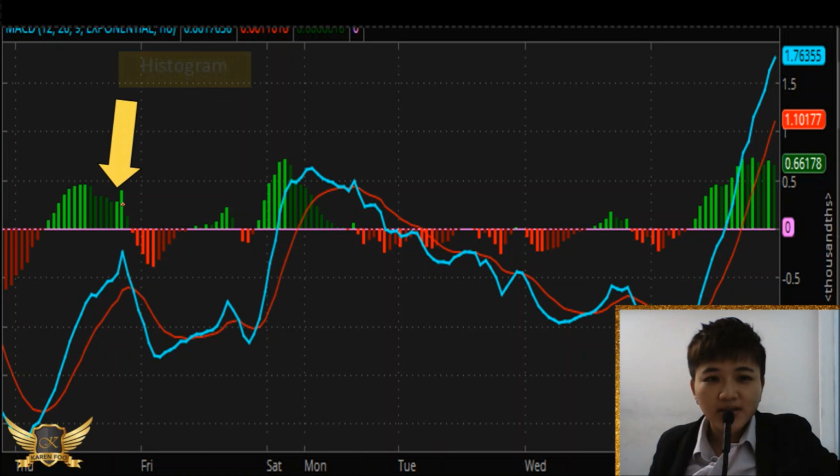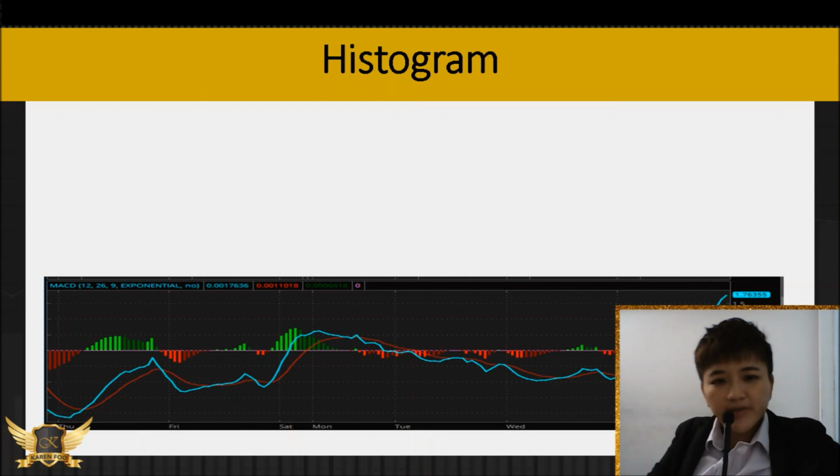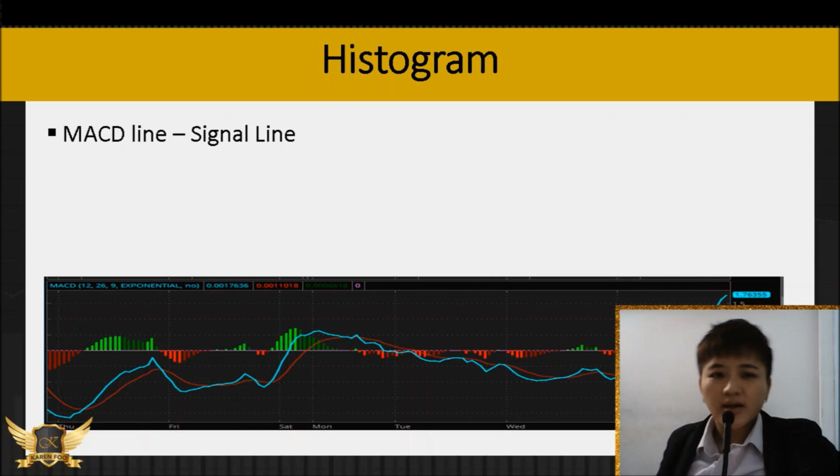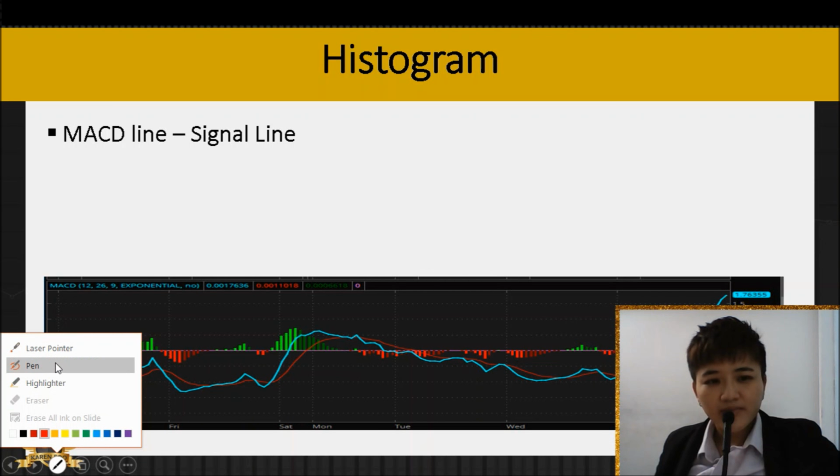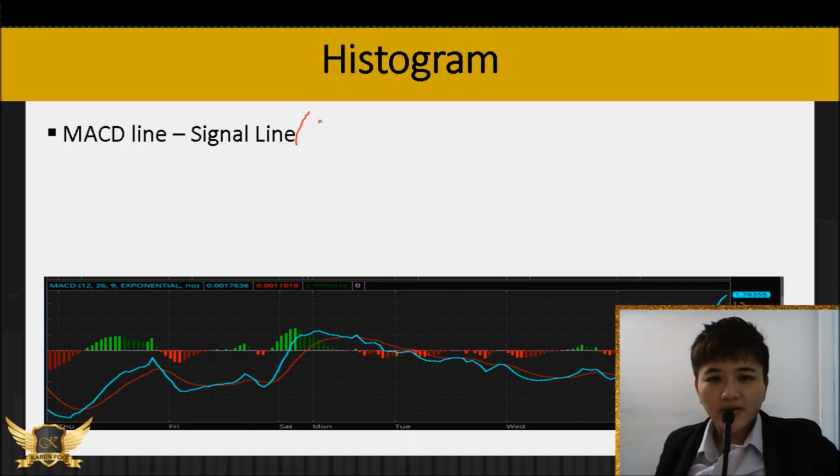The third thing that you need to take note of is of course your histogram. So what are these vertical bars all about? How is the histogram calculated? It is derived by taking your blue line, which is your MACD line, minus your red line, which is your signal line, or your 9 EMA.